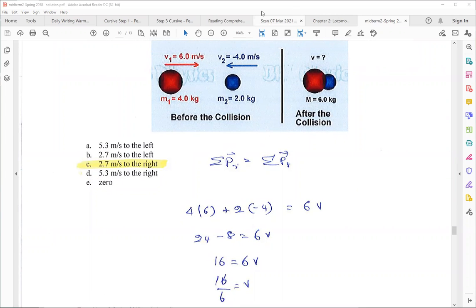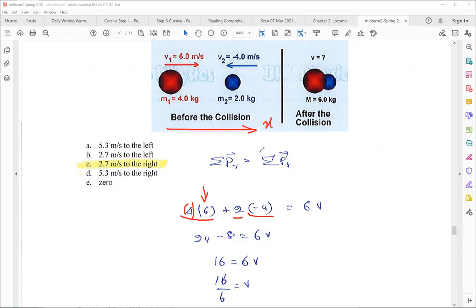Of course, conservation of linear momentum will be mass 1 times velocity 1. So that's 4 kilograms times 6 meters per second to the right, plus 2 kilograms times negative 4. We need to take the second velocity for mass 2 as negative, because it's moving left. It is important to take the proper direction for vector velocities.